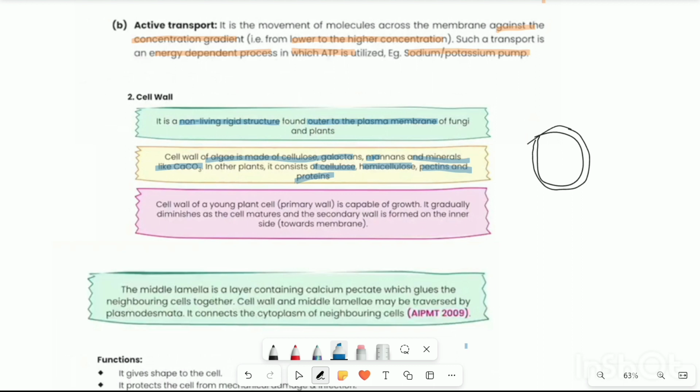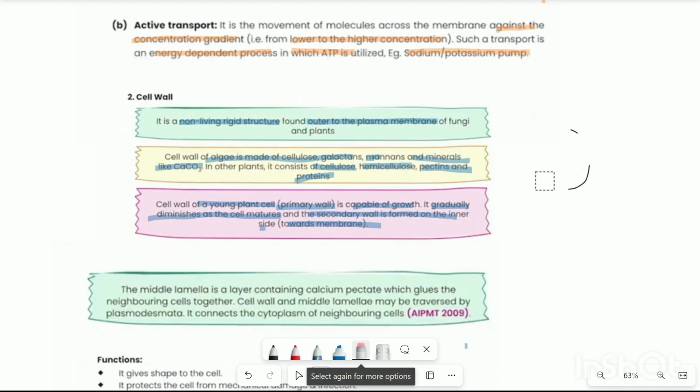If you talk about a young plant cell, this young plant cell means primary wall. Primary wall is capable of growth. When the cell wall is a primary wall, in a young plant cell, it is in a growth phase. But when it converts into the secondary wall, it gradually diminishes, and because of this it stops growing. The young plant cell's primary wall is capable of growth, and it gradually diminishes as the cell matures and the secondary wall is formed on the inner side towards the membrane.